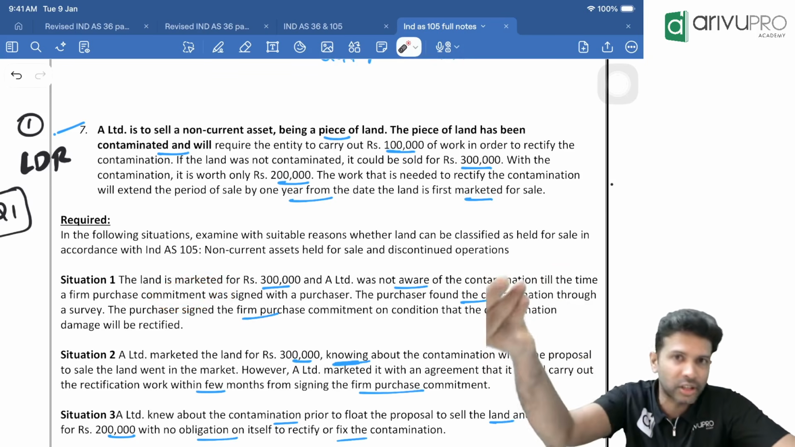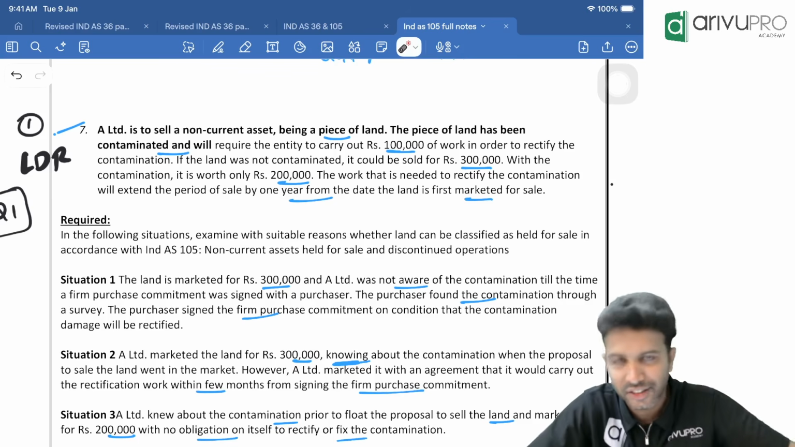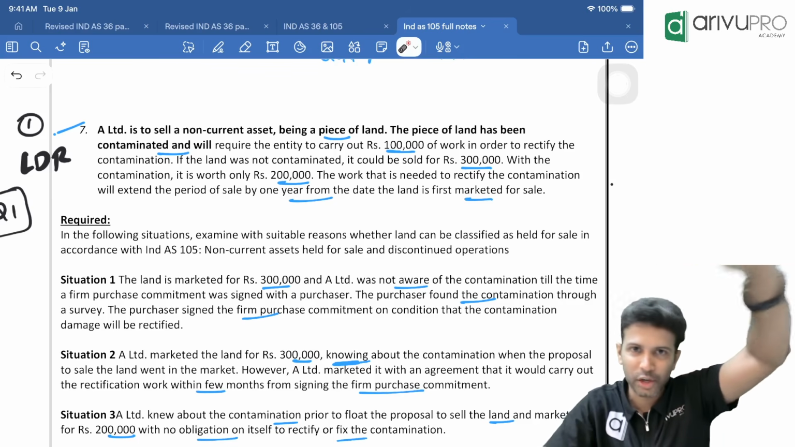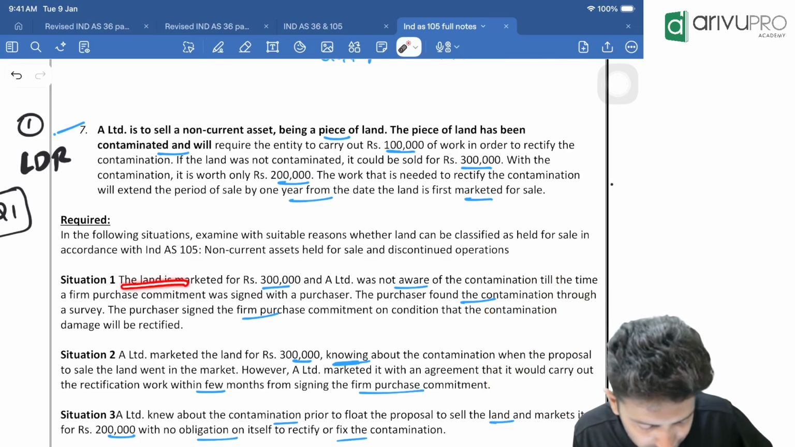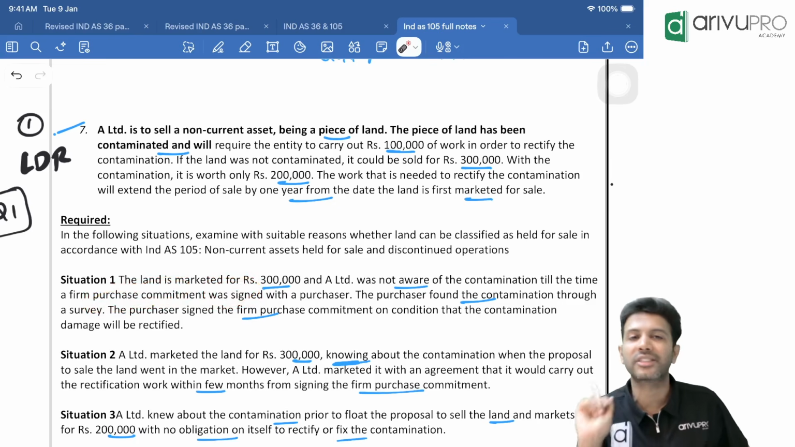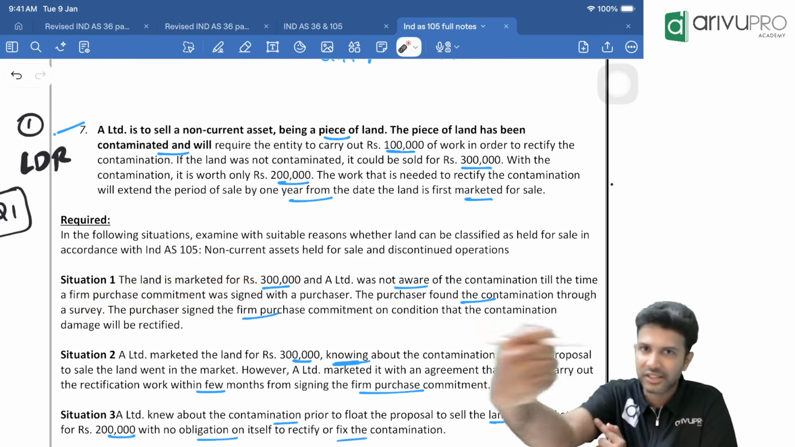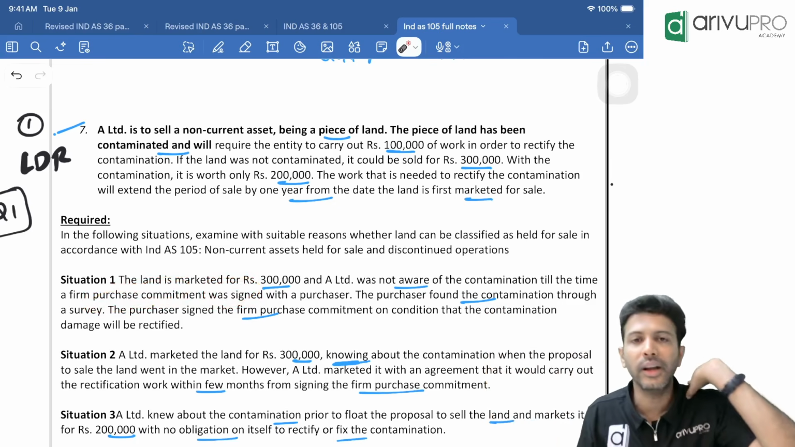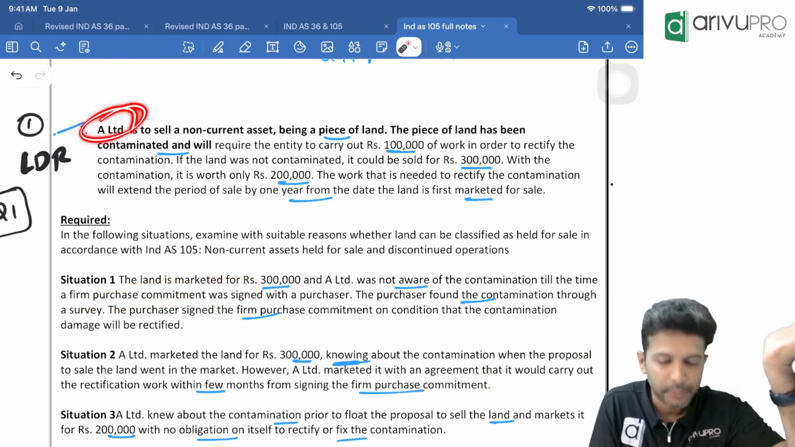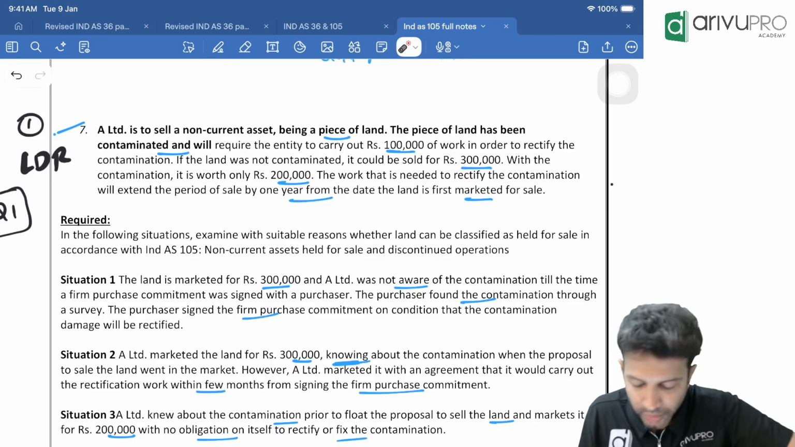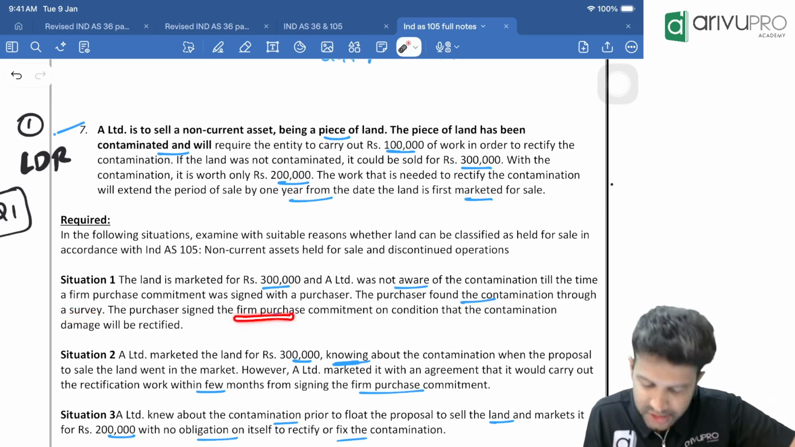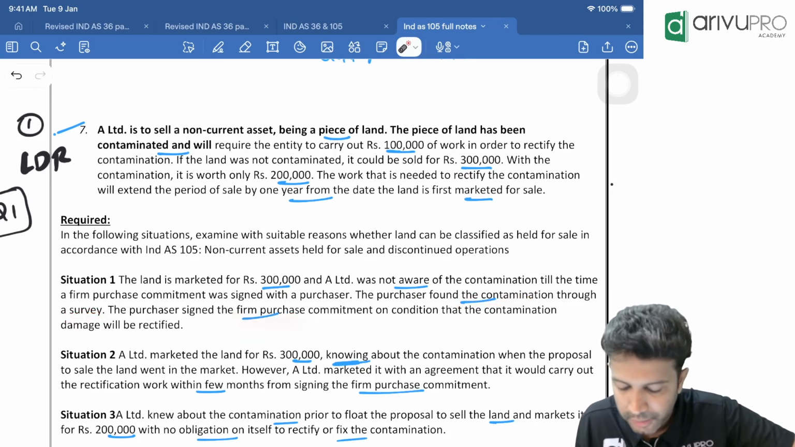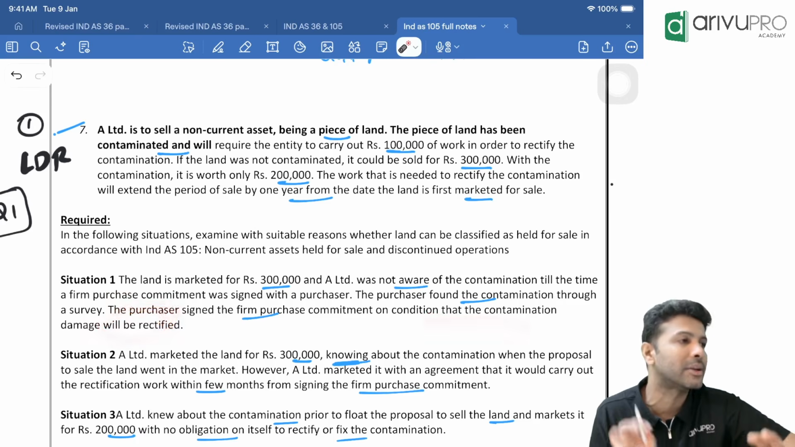Maybe the buyer did some survey on the land, because normally when you buy an asset, you'll do a thorough survey, no? Legal documents you will check, other things also you will check. So we got to know about contamination only when we received a purchase commitment order. Once we signed the sale agreement with the purchaser, then only company A became aware that there is contamination. The purchaser found the contamination through a survey. Okay. The purchaser signed the firm purchase commitment on a condition that contamination damage will be rectified.